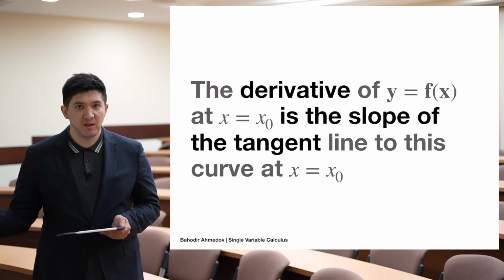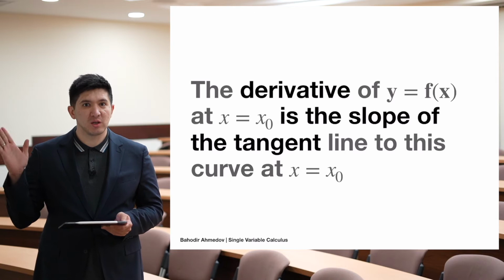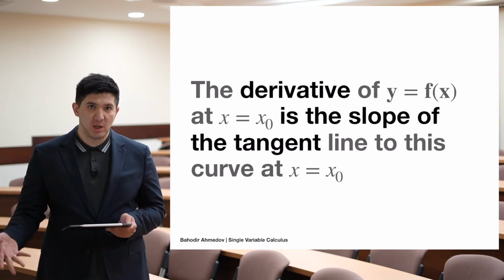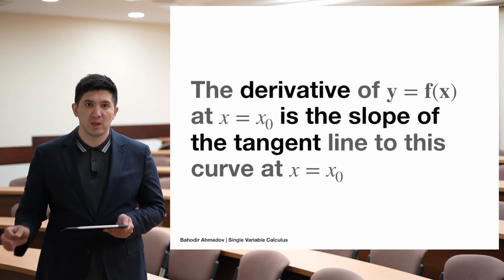and what it means physically. So the tangent line is the line which is touching the curve at some point, and the slope of this tangent line can be found by taking the derivative of this function at that particular point.